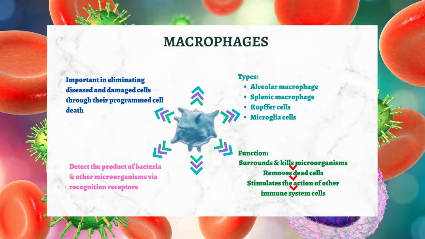Macrophages surround and kill microorganisms, remove dead cells, and stimulate the action of other immune cells. They also play an important role in eliminating diseases and damaged cells through their programmed cell death. Macrophages are able to detect products of bacteria and other microorganisms using a recognition receptor.